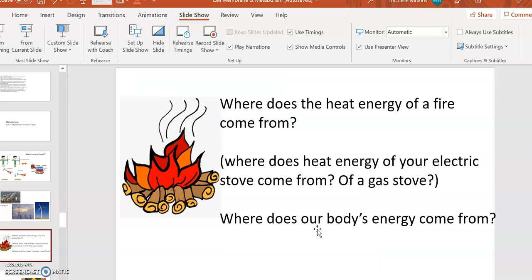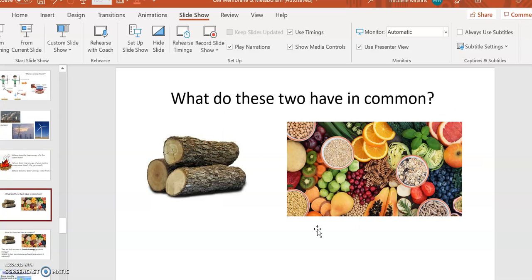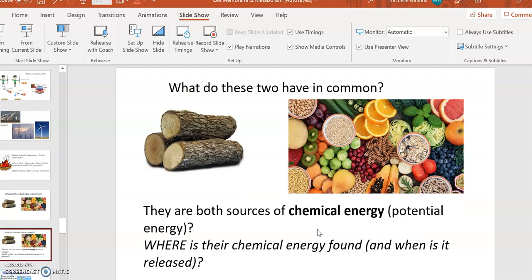Well, the best analogy comes in a fire. Where does the energy of a fire come from? What is providing the energy? Same would be true of a stove, a gas stove. And so what do these two have in common? The fuel for your fire and the fuel for our bodies. What do they have in common? What kind of energy are they? They're a type of potential energy called chemical energy, right?